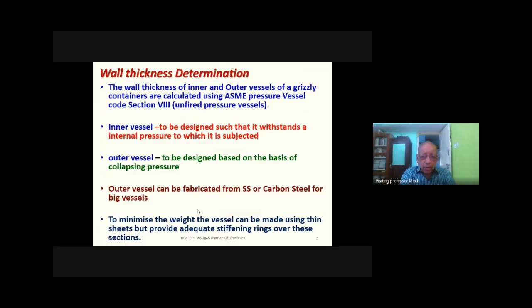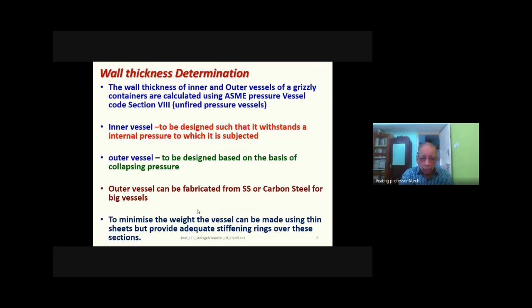Now, the wall thickness of the vessel which one is fabricating has to be determined. We have given a detailed description of this in one of the earlier lectures when we talked about the design of cryogenic systems. But anyway, for the sake of completion, I repeat this here. It has to be calculated using the ASME pressure vessel code Section 8, unfired pressure vessels, or equivalent standards; British standards also can be used. The inner vessel is designed such that it withstands the internal pressure to which it is subjected. Okay. So you have to also introduce the factor of safety in all these cases.